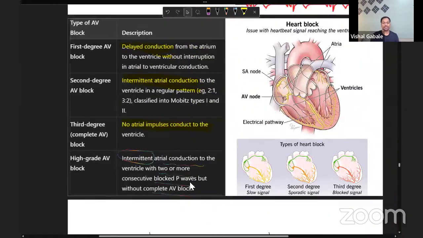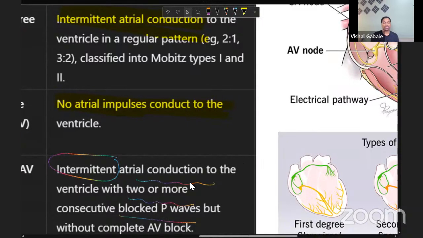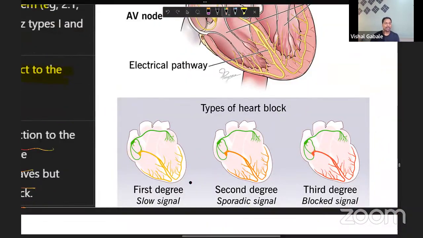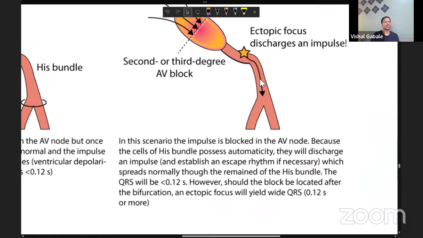Here also you can see. Okay, I'll just quickly show you that. Types of heart block. Okay, the first degree is associated with slow signaling. Here, in case of this, there will be slow signaling. Then second degree, there will be sporadic signals. Some intermittent signals will pass and some will not pass. And third degree means absolutely no signal passes between atria and ventricles. Okay, so here it is shown again.